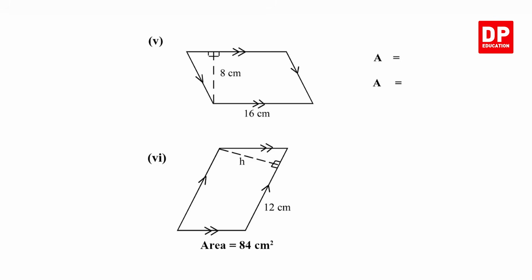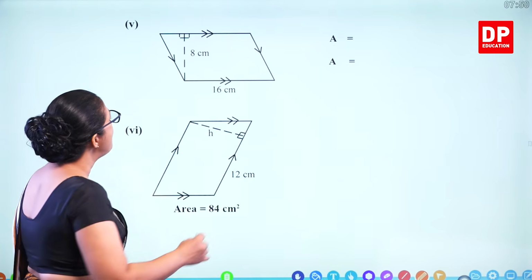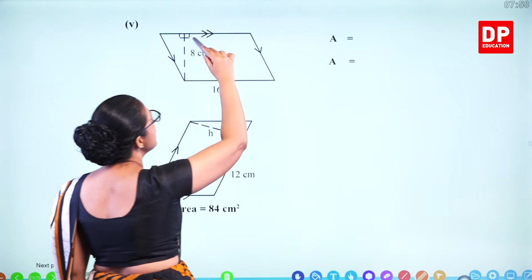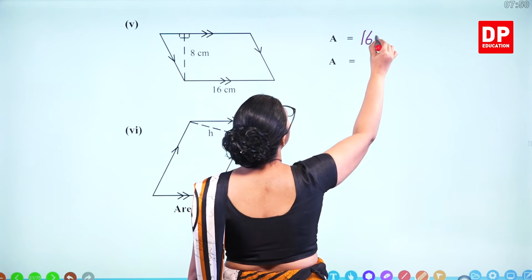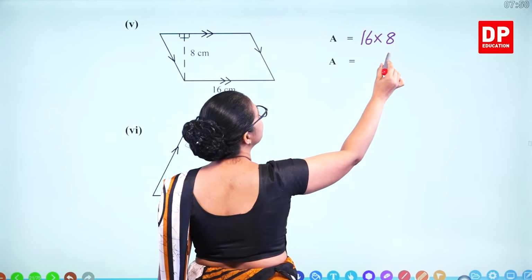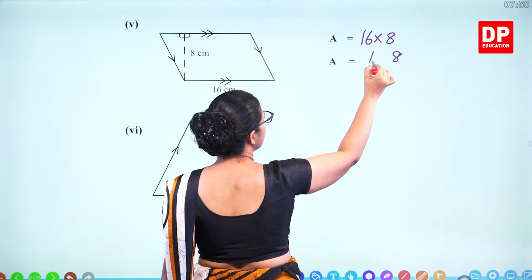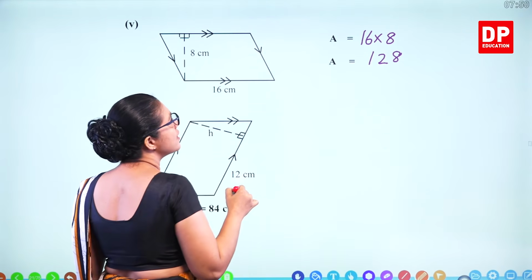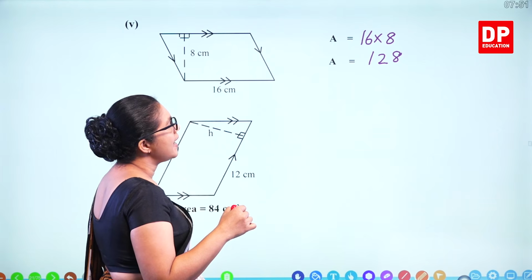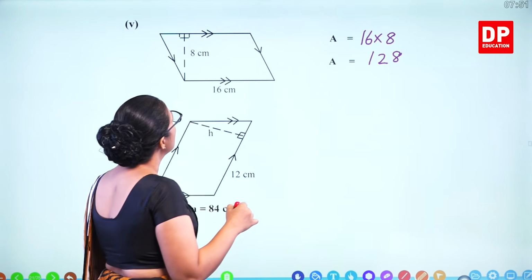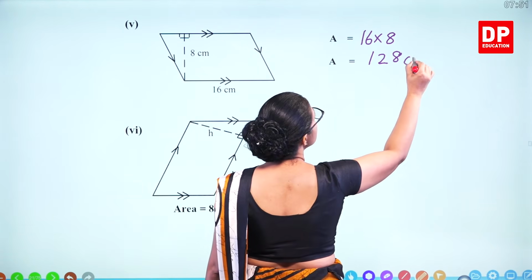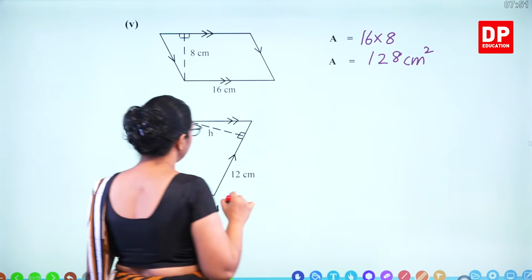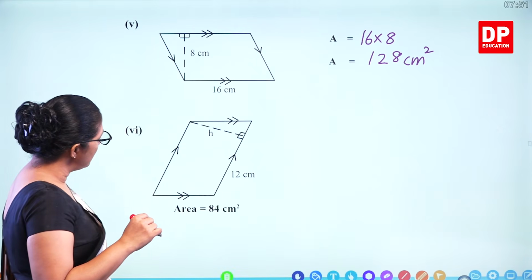Look at this parallelogram. Find the area. Base length is 16. Perpendicular height is 8. 8 times 6, 48. 8 times 1, 8 plus 4, 12. So 128 square centimeters.